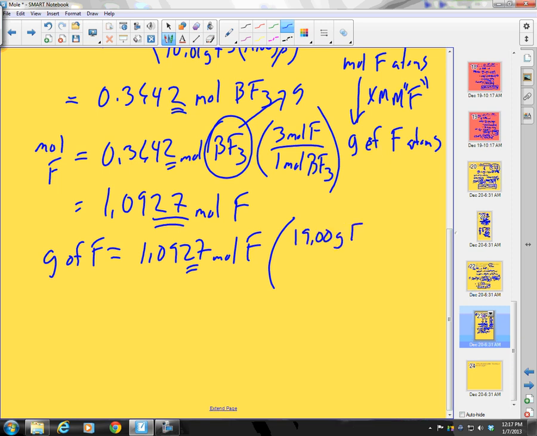19.00 grams of F per what? 1 mole of F. Zoink! My moles of F cancel. What am I left with? Grams of F.